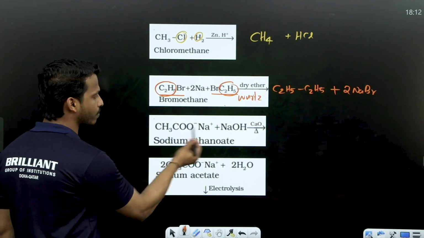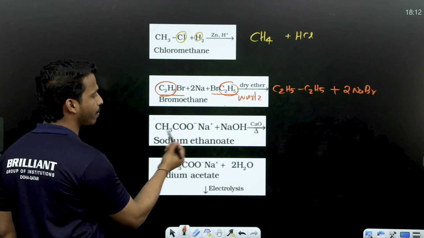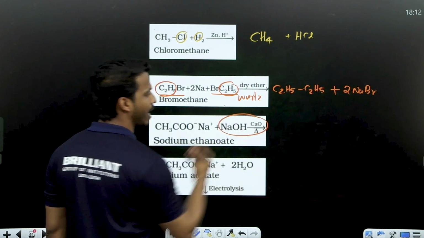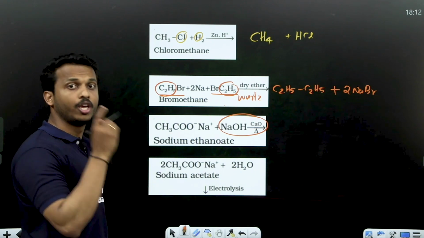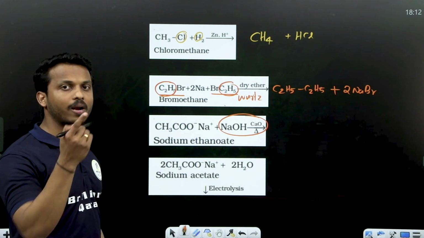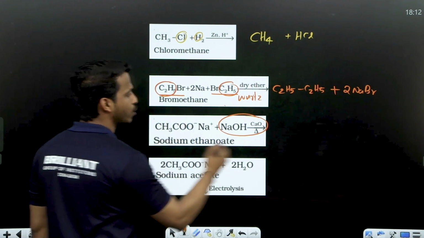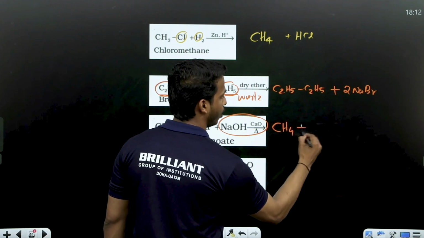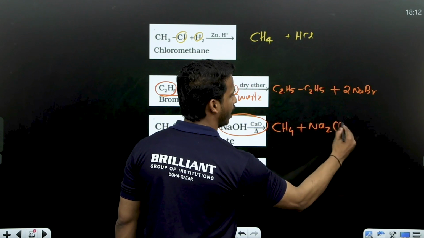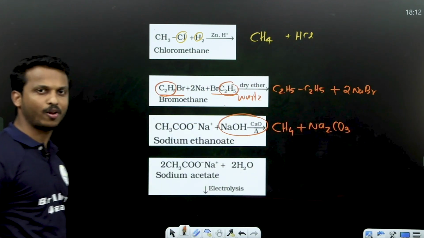What is this? Sodium salt of ethanoic acid. Sodium ethanoate reacting with soda lime. That is decarboxylation. You know, in decarboxylation, an alkane with 1 carbon less is obtained. So your product is methane. You know the byproduct in decarboxylation? Na2CO3. Correct, dear all? Can you follow it?